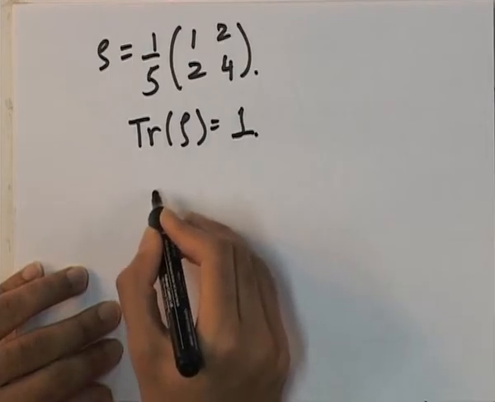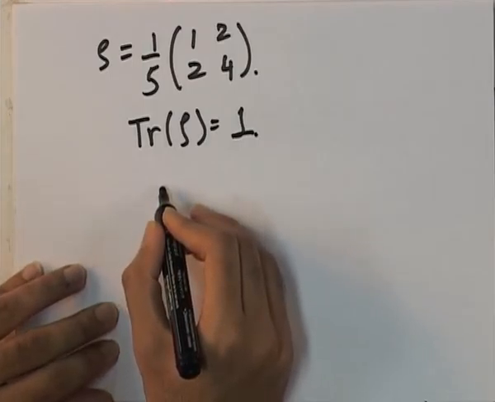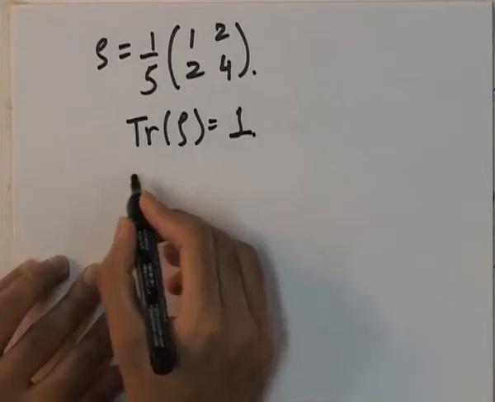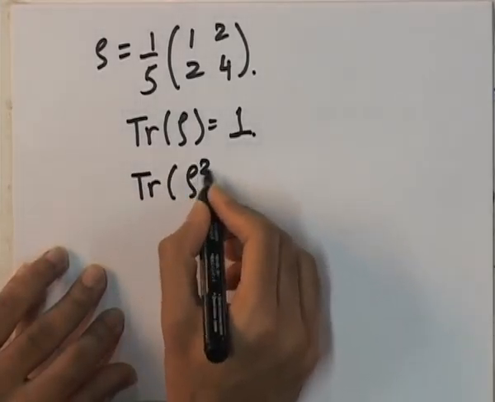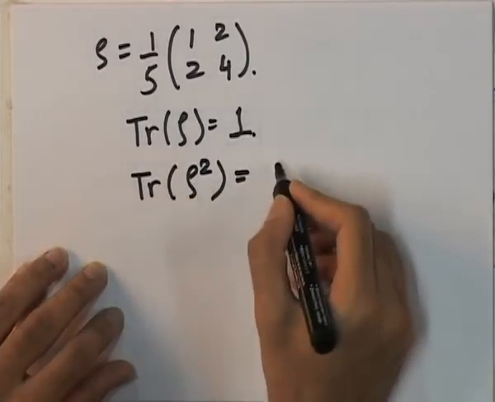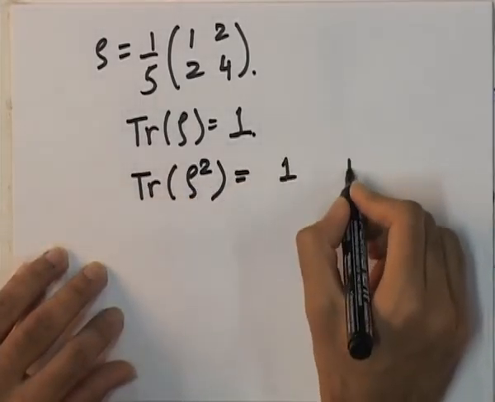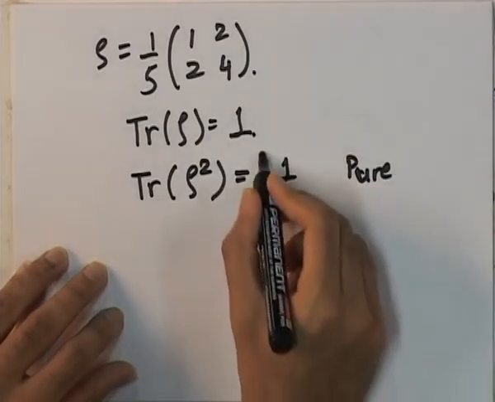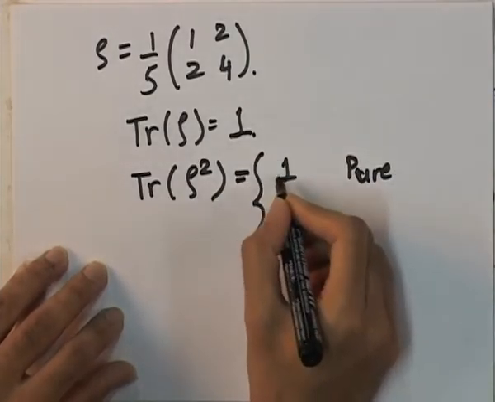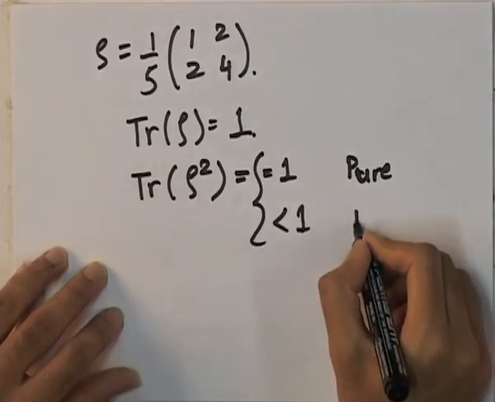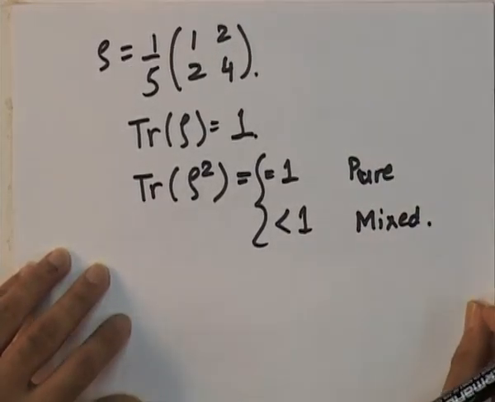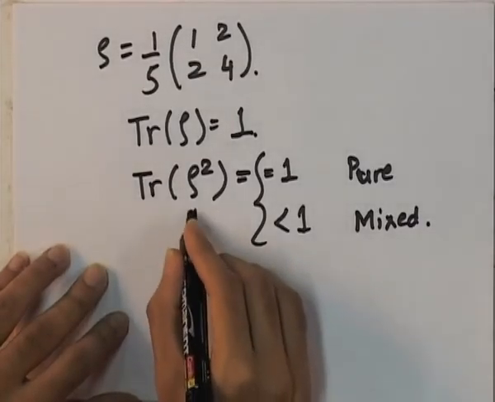Now to distinguish between a pure and a mixed state, what we do is check the trace of rho square. If the trace of rho square is equal to 1, then this is a pure state. But if the trace is less than 1, then this corresponds to a mixed state. So we need to find out the trace of rho square.